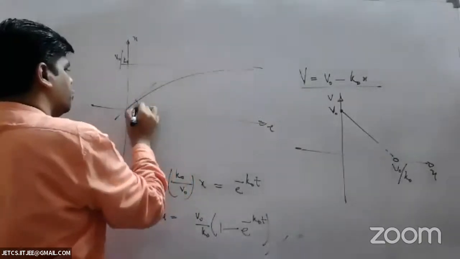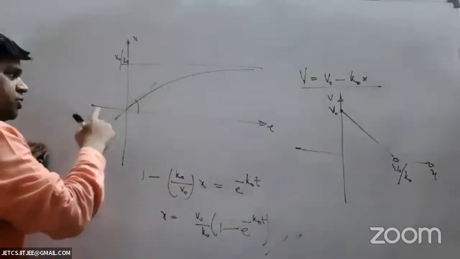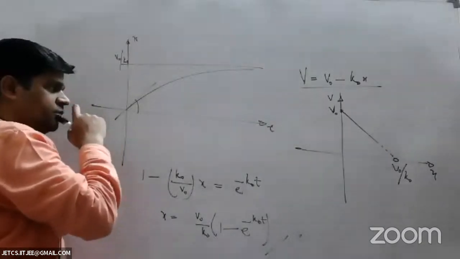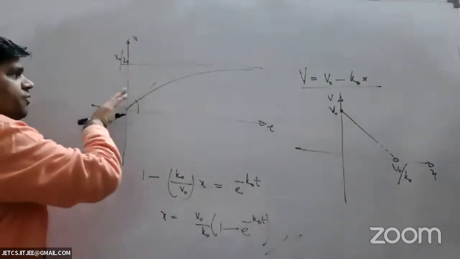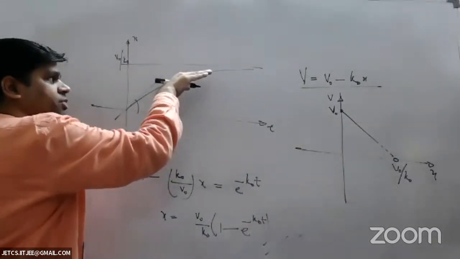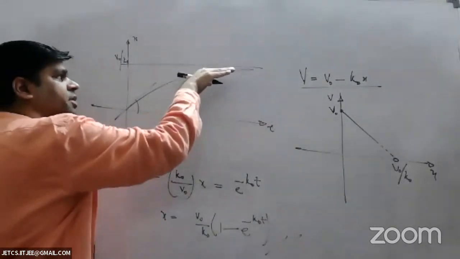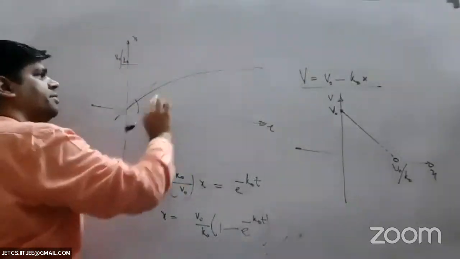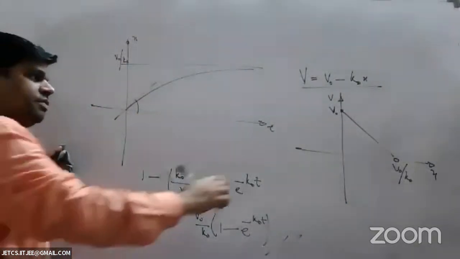Initial velocity is v naught. The slope is such that the slope is v naught. Inclination is such that the slope is v naught. V naught is going on decreasing. Particle is eventually stopping but not completely stopping. It's slowing down forever. It is approaching v0 by k0, but it's never touching v0 by k0. That's why I have a dotted line here.